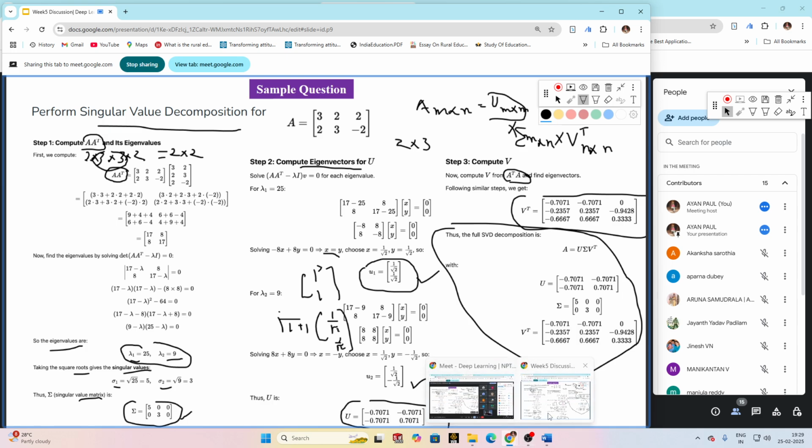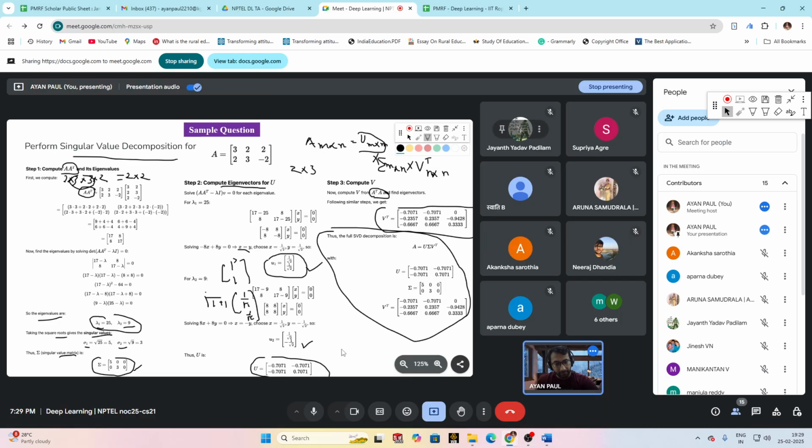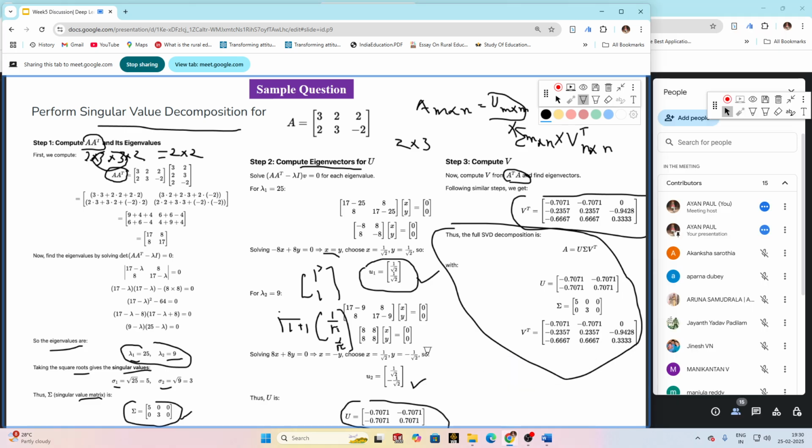Clear, right? Sir, the value of u should be positive, one should be negative. The value which is positive, the fourth element should be negative, and all elements should be positive according to the above values. Can you please repeat? I'm not getting what you are telling.